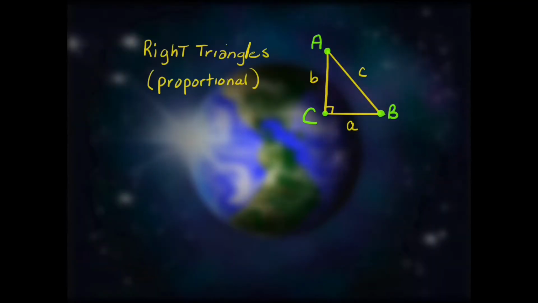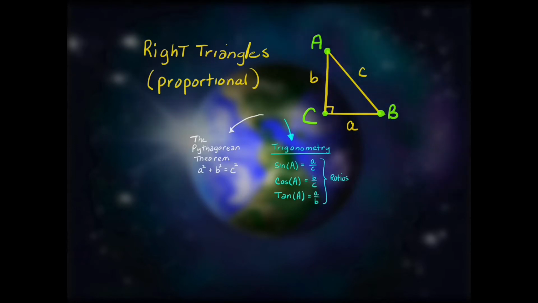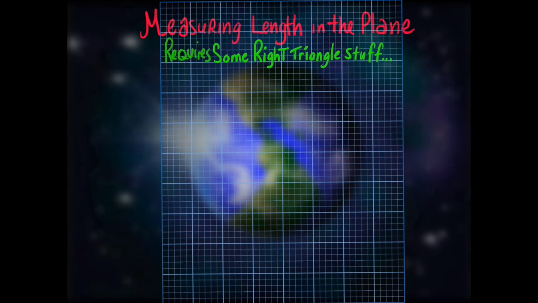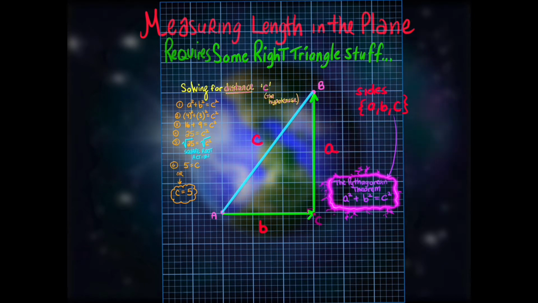A big chunk of geometry is right triangles. So we get the Pythagorean theorem and trigonometry from right triangles, and that leads us to circle geometry. Measuring length in the plane, such as the distance between 2 points A and B, would make very good use of this Pythagorean theorem. So a squared plus b squared equals c squared would allow us to find c if we knew a and b. Let's see how this would work out.